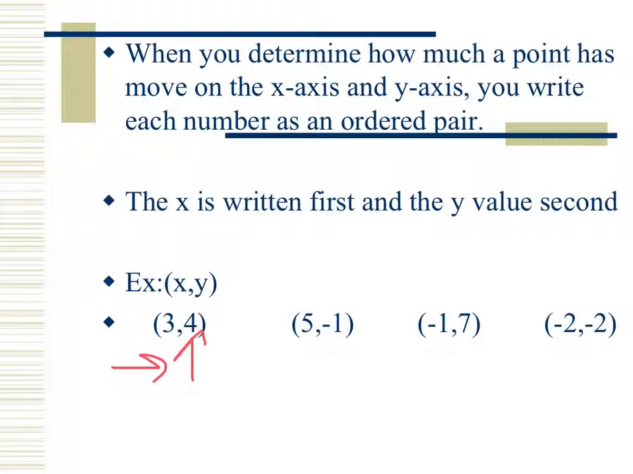For the second point, we'll be moving to the right 5 because it's a positive 5, and down 1 since it's a negative 1. For our third point, we're going to go to the left 1, and then we're going to go up 7. And finally, for our last point, because it's a negative 2, we're going to go to the left 2, and then down 2 for the second negative 2.